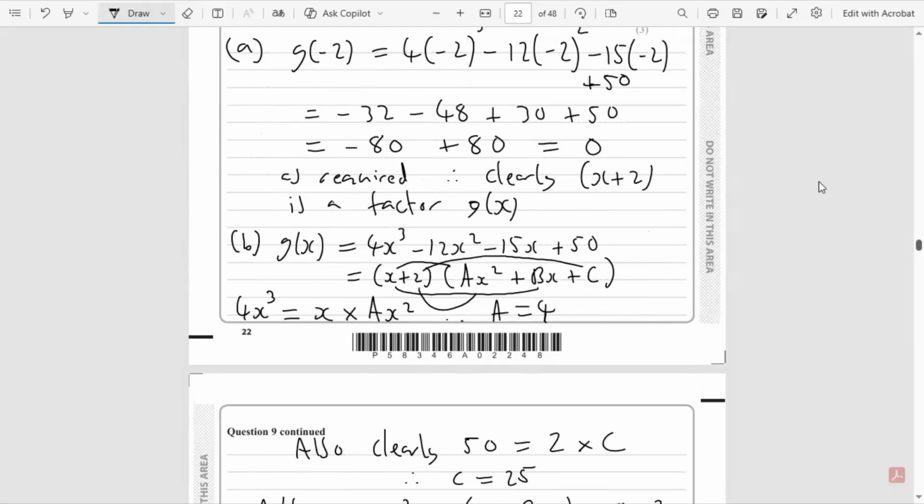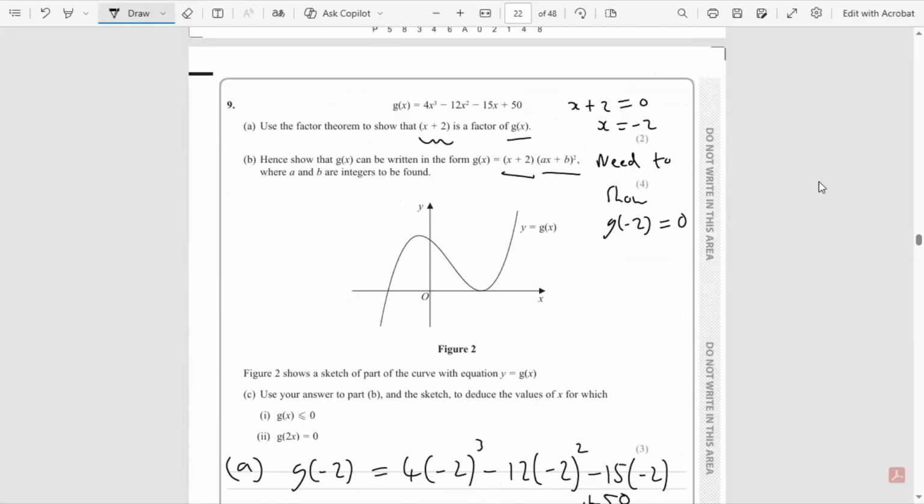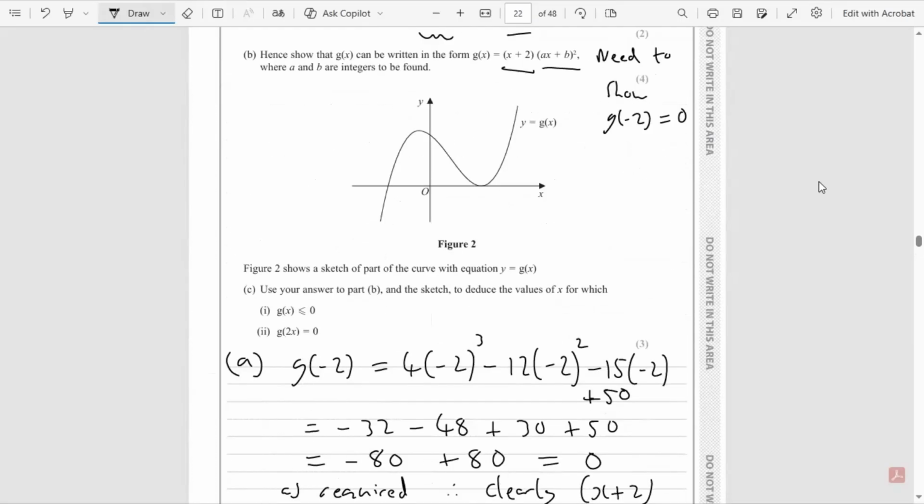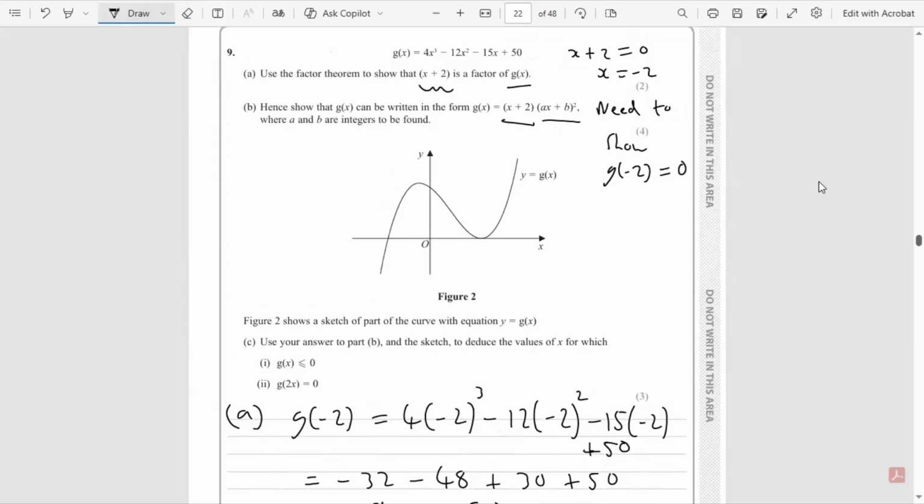Now let's go to part C of the question. Figure 2 shows a sketch of part of the curve with the equation y equals g of x. Now we know what our g of x is. Let's just write this on the side here. This is (x + 2)(2x - 5)^2.